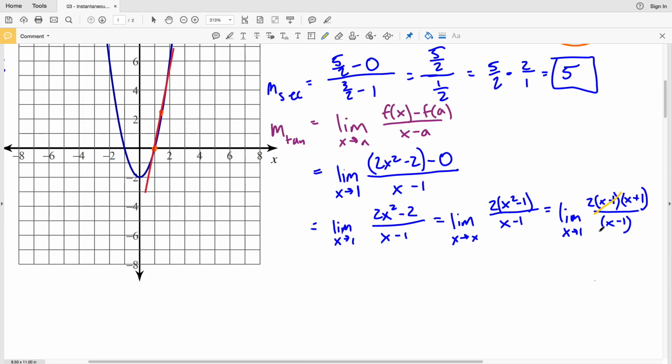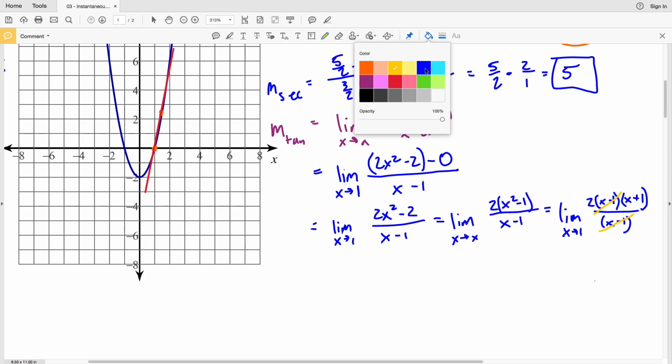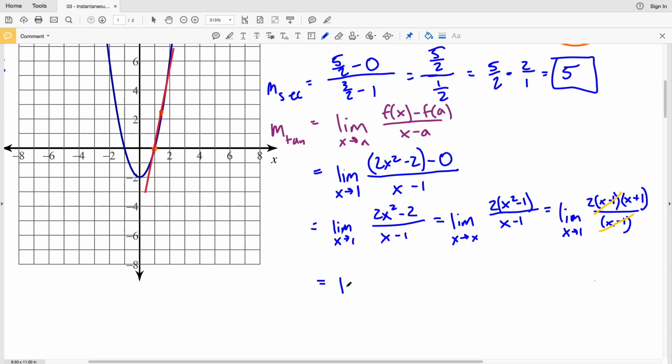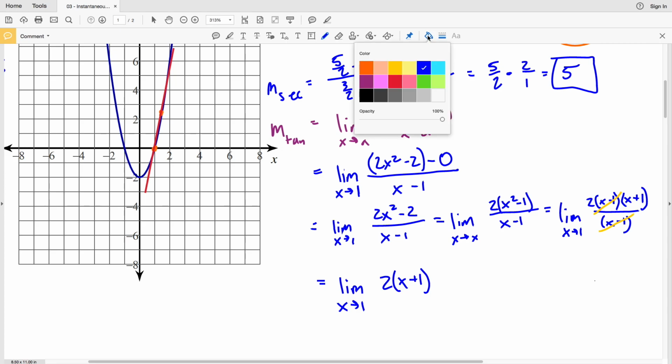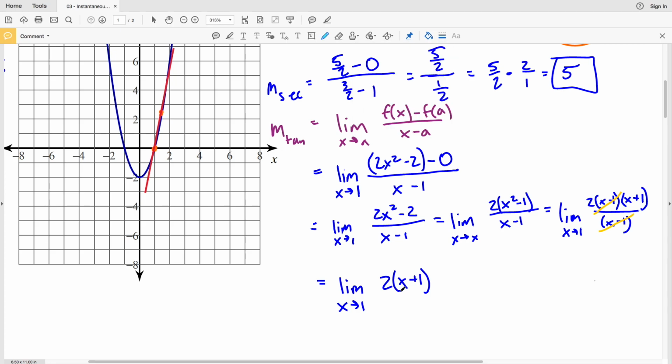I was able to have my denominator cancel out, so my equivalent limit is the limit as x approaches 1 of 2 times x plus 1. And this is equivalent for all values where x does not equal 1. So now I can do direct substitution and plug 1 in for x. So I'll get 2 times 1 plus 1, which equals 2 times 2, which equals 4.